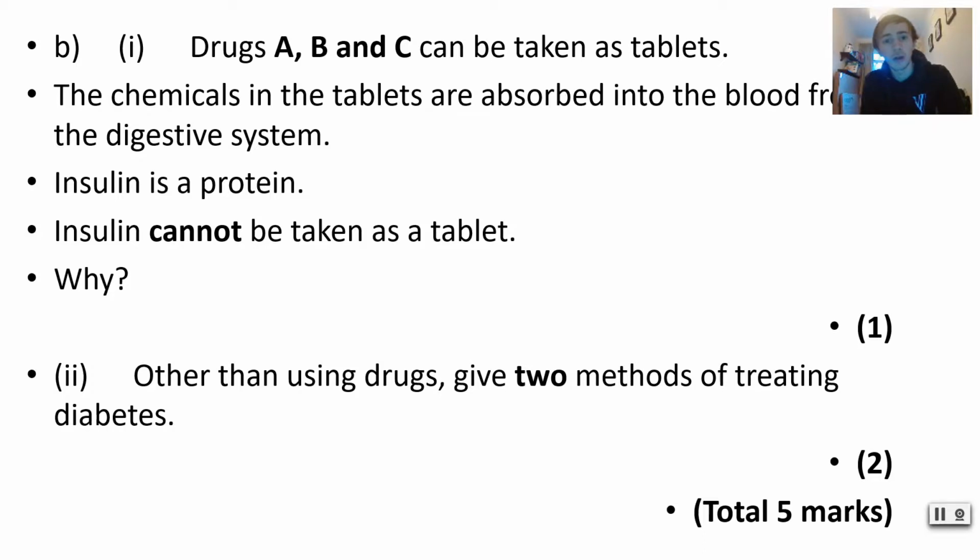So, drugs A, B and C can be taken as tablets. Insulin cannot be taken as a tablet. The reason you can't take insulin as a tablet is because it is a protein and it will be digested by the enzymes in your stomach and small intestine and broken down into amino acids. It won't work anymore. It's going to be digested is the answer.